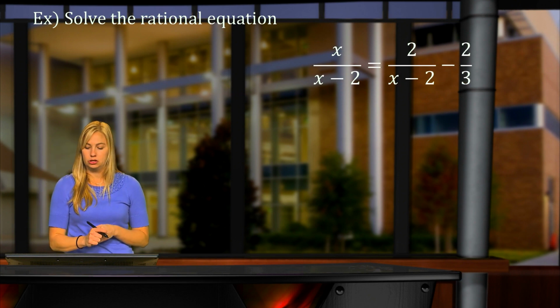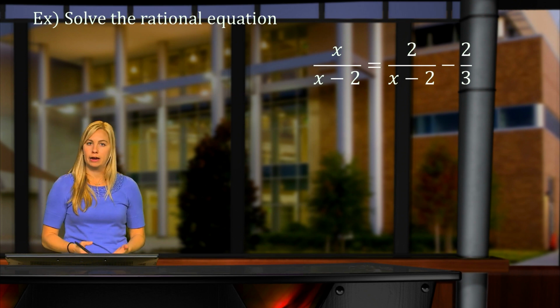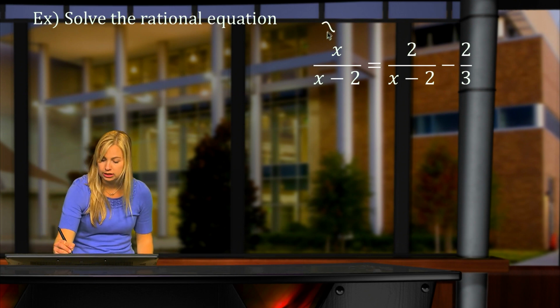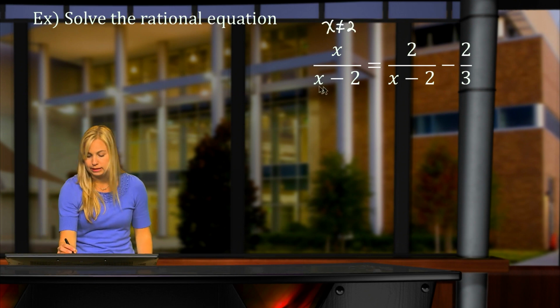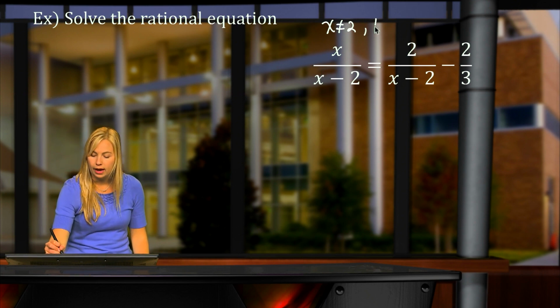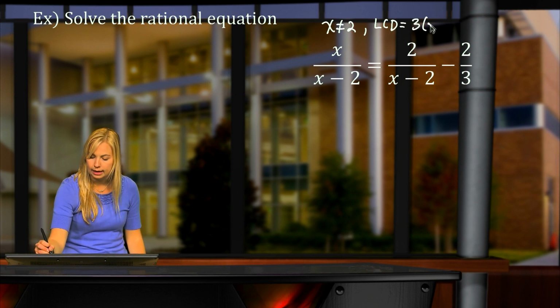x over x minus 2 equals 2 over x minus 2 minus 2 over 3. There's no factoring that needs to be done. We can state our restrictions. Our restrictions: x cannot equal 2, and we see that in this first denominator and the second denominator. And then our LCD is going to be 3 times x minus 2.